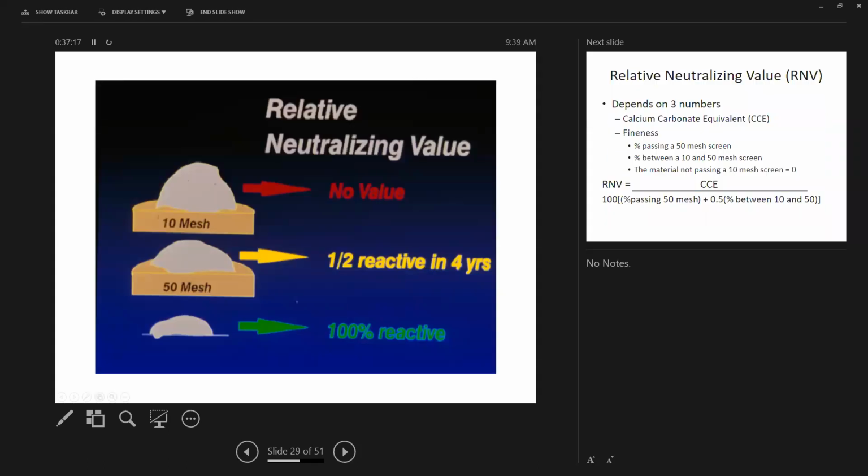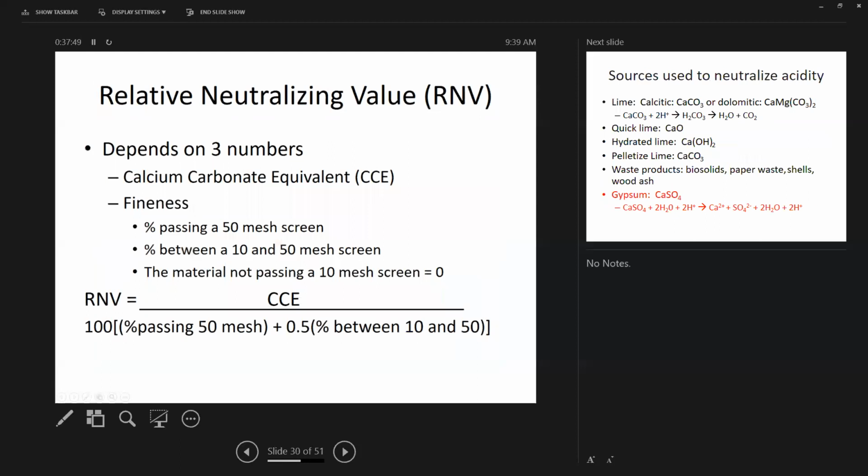What we say in Kentucky, and most of the surrounding states are going to be similar, maybe not exactly the same: if it does not pass a 10 mesh screen, we're going to give it very little value. Or actually, we give it no value. It has some value, but very little. If it passes a 10 but not a 50 mesh screen, half of it's going to be reactive in 3 to 4 years. And what passes that 100 mesh or 50 mesh screen is considered 100% active.